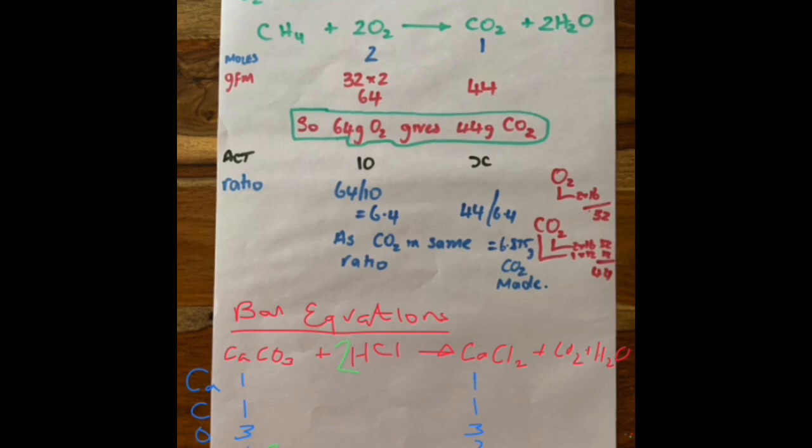You also need to balance equations. What this means is making sure you have the same number of each element on each side of the arrow without altering any of the formulas that you are given. You can put numbers in front, but you cannot change the formula.